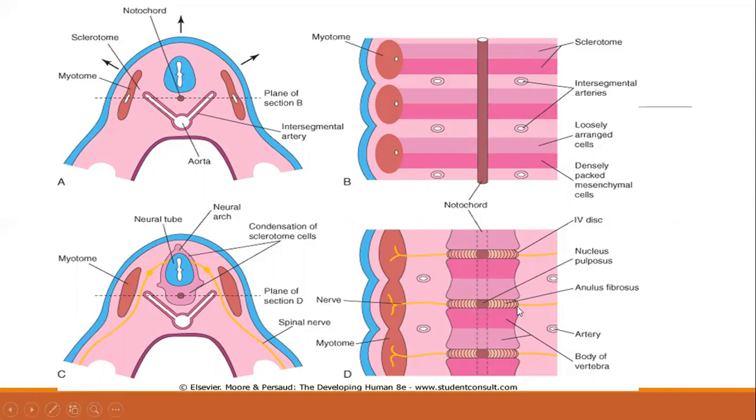These are the vertebrae formed by two somites. And this was a myotome. Now the myotome is lying between the two vertebrae. It is going to help in the movement of the vertebral column as a whole. And these are the nerves.